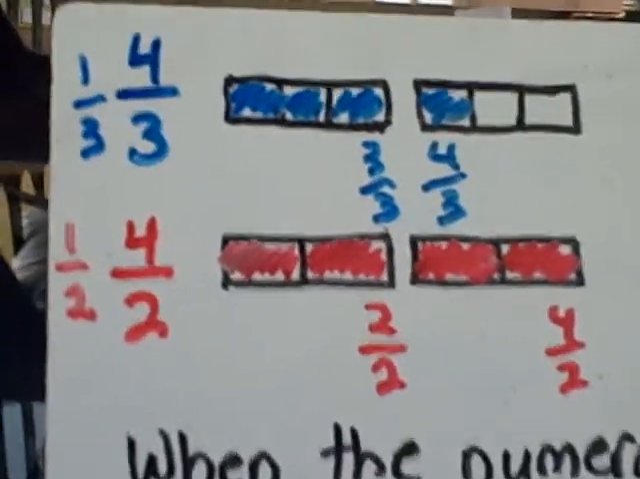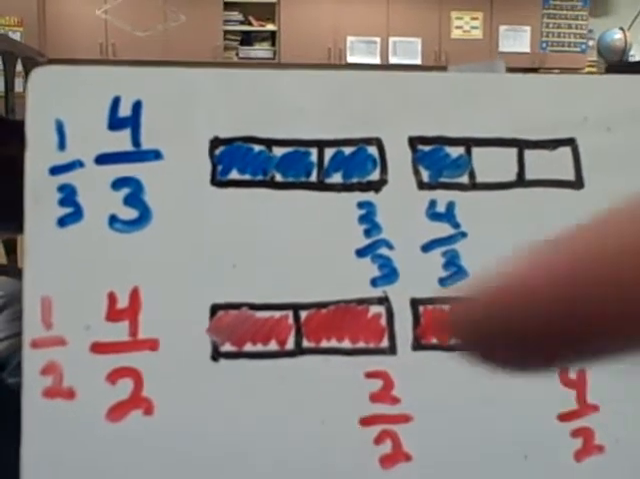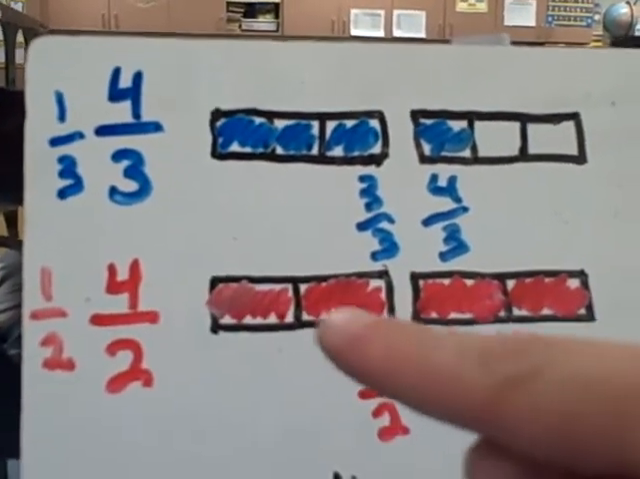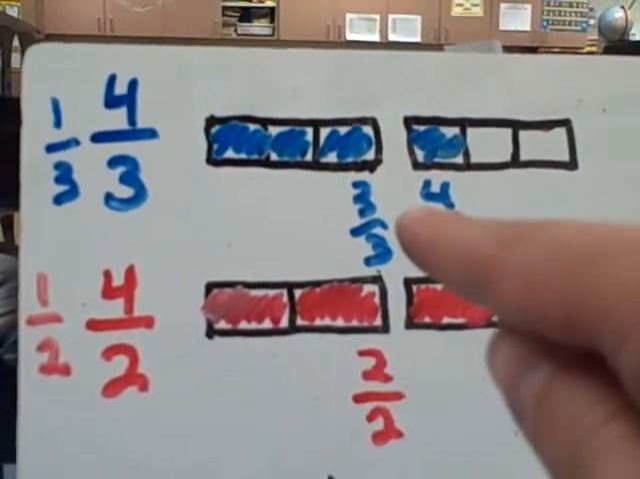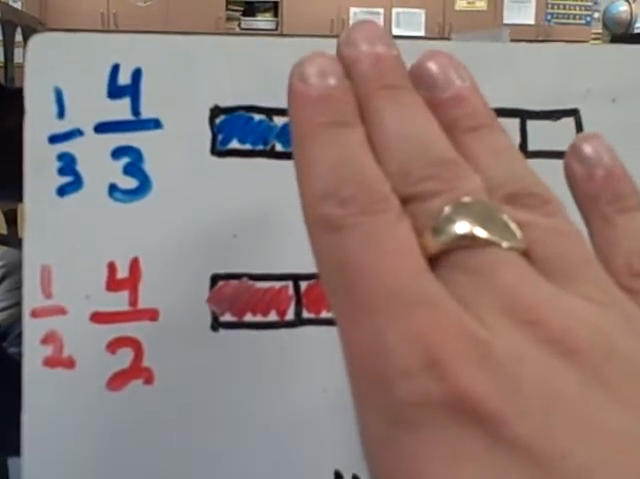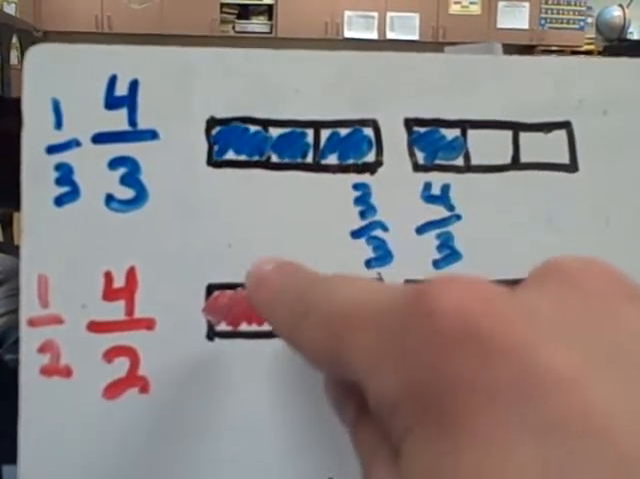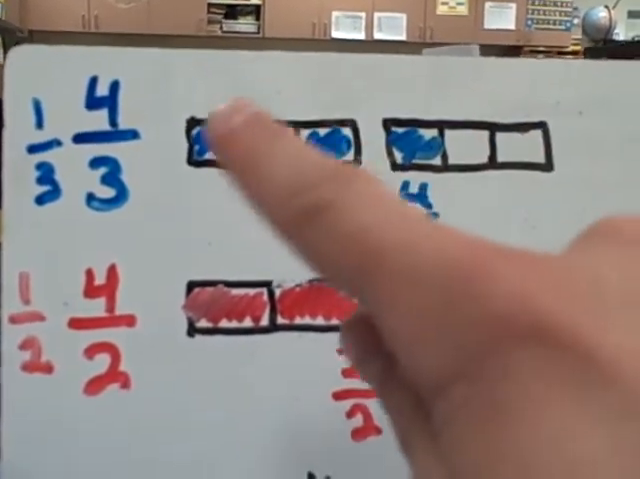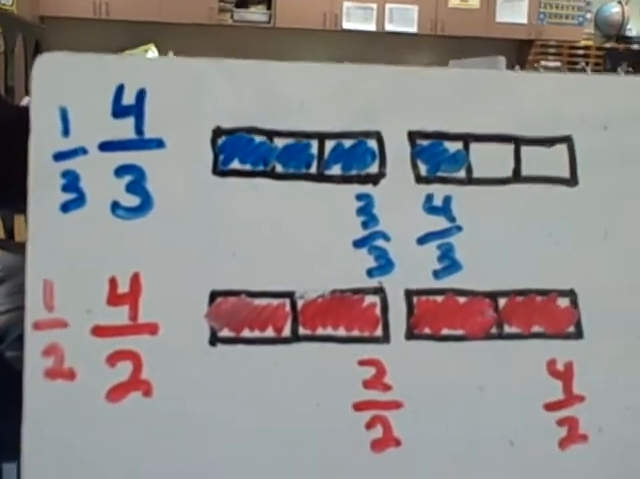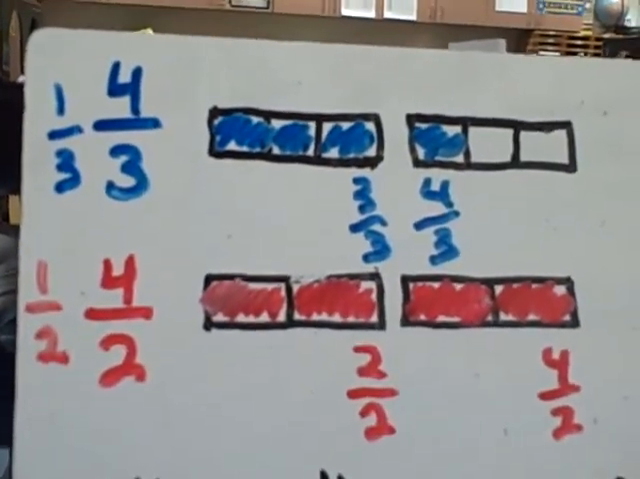Wow, I'll bet you didn't think that was going to happen. Which is the greater fraction? 4/2 is greater than 4/3, because 1/2 is greater than 1/3. So if 1/2 is greater than 1/3, then 4 of them is going to be greater than 4 of those. Remember your unit fractions. Always try to remember those, and remember to draw lots of pictures.